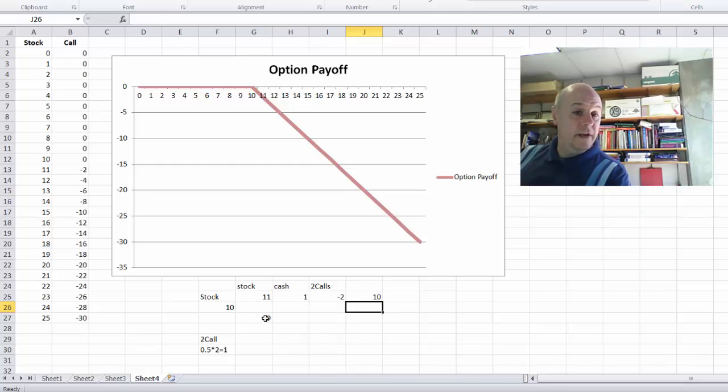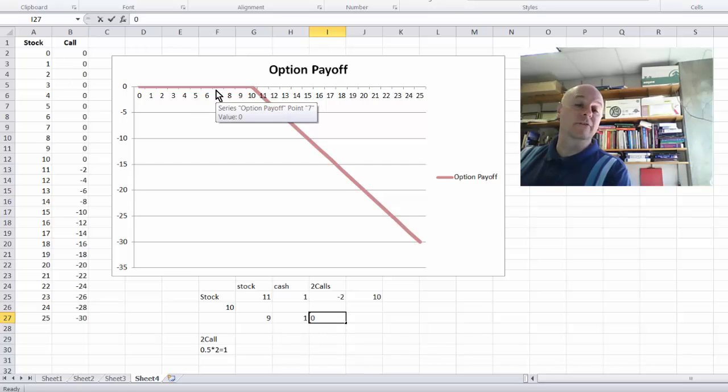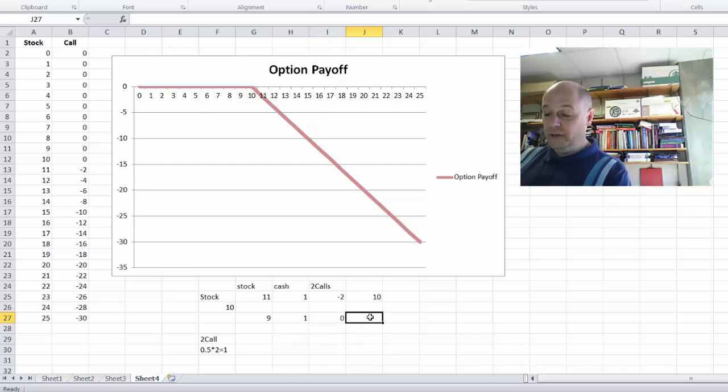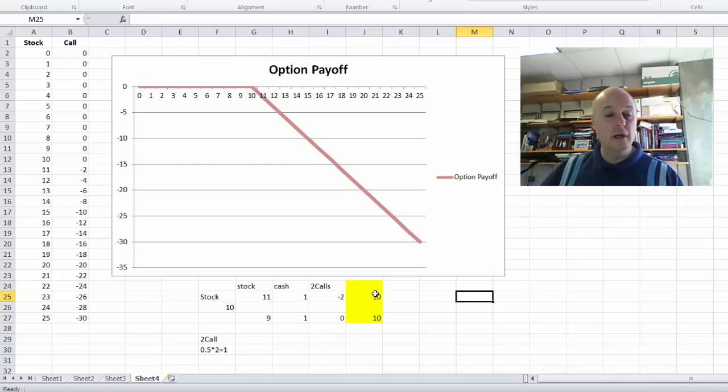If the stock drops to 9, I still have the cash. My calls are worth nothing. Remember, I sold them, so whoever bought them is not going to cash them in, and that still sums to $10. So in both instances of the future, whether the stock goes up or the stock goes down, my portfolio stayed the same. So I eliminated risk, I hedged risk. That's going to be one of the main lessons we learn in this course, is how to do this hedging.